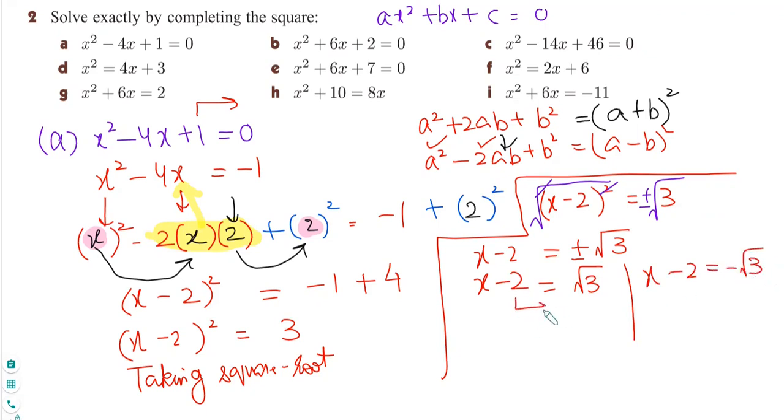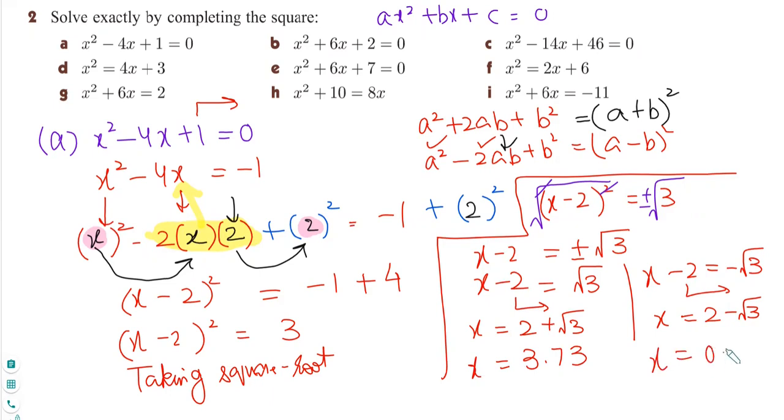Now shifting this 2 to the other side, so it will be x is equal to 2 plus square root 3. And the second will be x equal to 2 minus square root 3. Okay. Using your calculator will give you the answer in decimal form. So 2 plus square root 3 gives you 3.73, three significant figures.